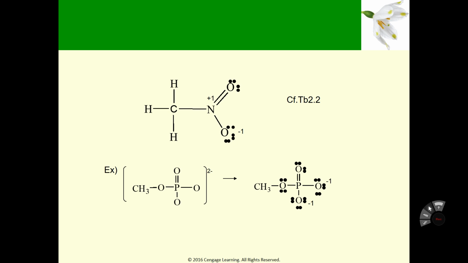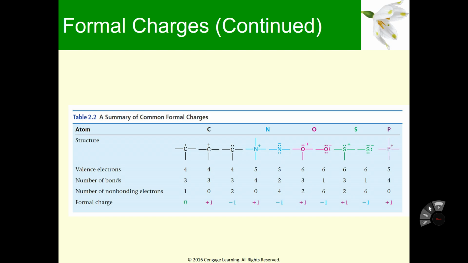Methyl phosphate has a formal charge of -2 for the molecule, with a 2 minus charge on the oxygen atoms. Just count the number of electrons and try to understand the formal charge of this species. It's a summary of the formal charges.